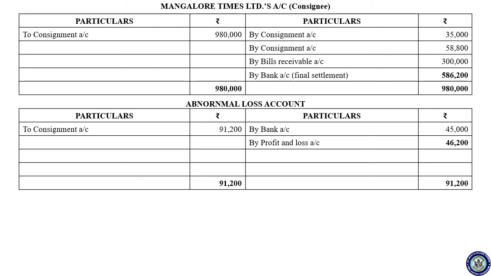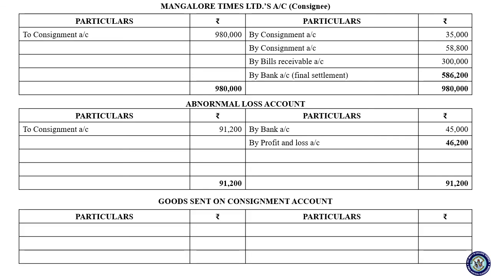So check your answer. That is to consignment, on the consignment account. On the credit side you have written it as by abnormal loss. So here it is to consignment. Then you have received the money from the insurance company. The claim what you received, that you have to record here. So in abnormal loss you have to record that. So that is by bank 45,000, by profit and loss account 46,200. That's a balancing figure. So next one, that is goods sent on consignment.